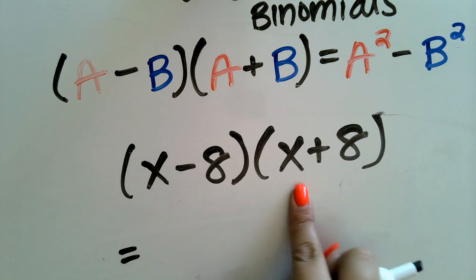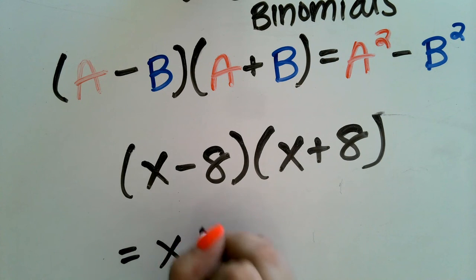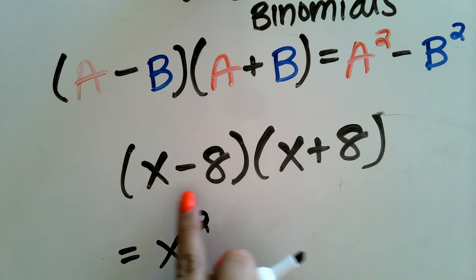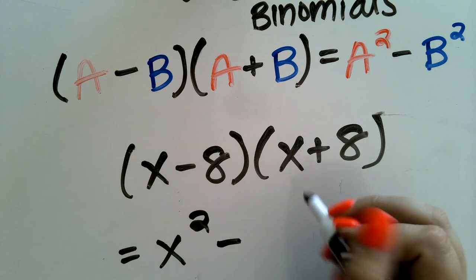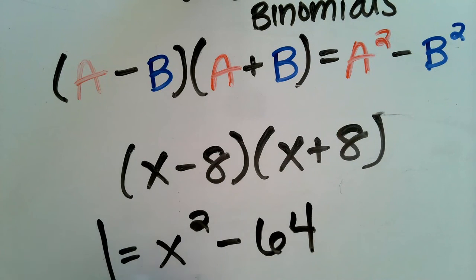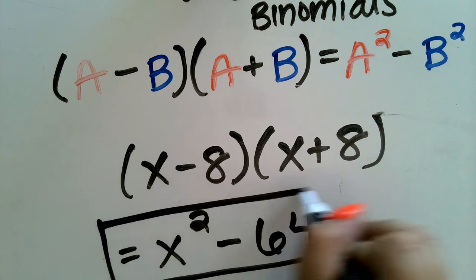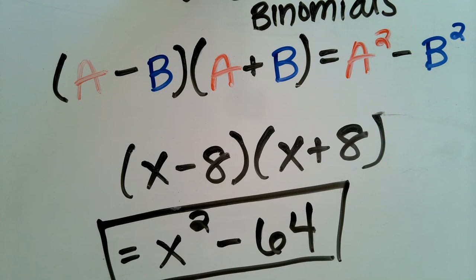And using this rule, our a value here is x. We're going to square it, minus the b value squared, which is 8. 8 squared is 64. Therefore, we know that x minus 8 times x plus 8 is the same thing as, or equal to, x squared minus 64.